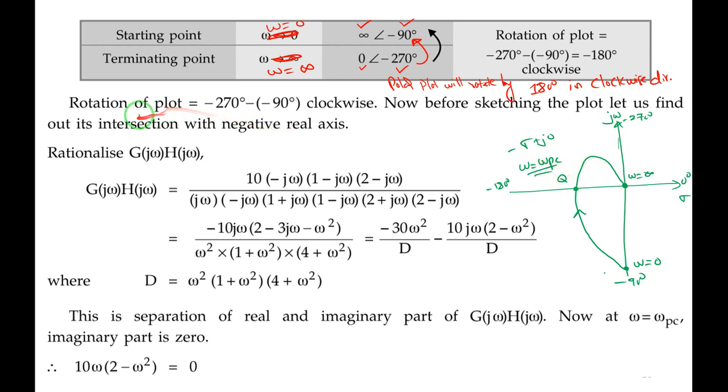So what they are telling here is, before sketching the polar plot, let us find out its intersection point with the negative real axis. Means this one, point Q, we have to find out. After finding point Q, we will draw it to scale. That is their intention, so they have not drawn it yet. They draw it next, after calculation of this intersection point.